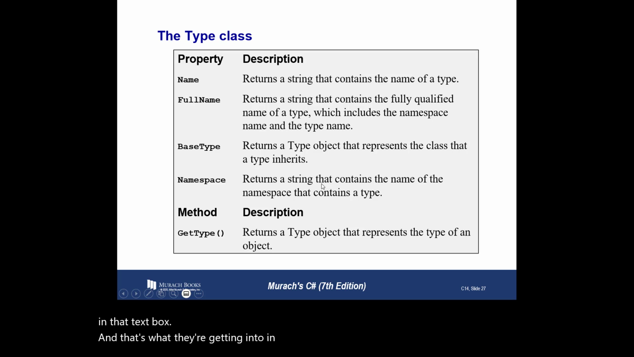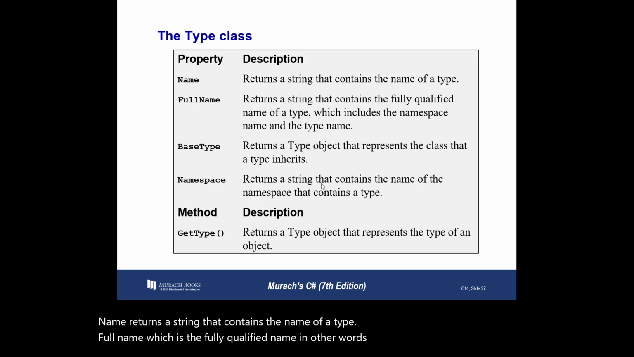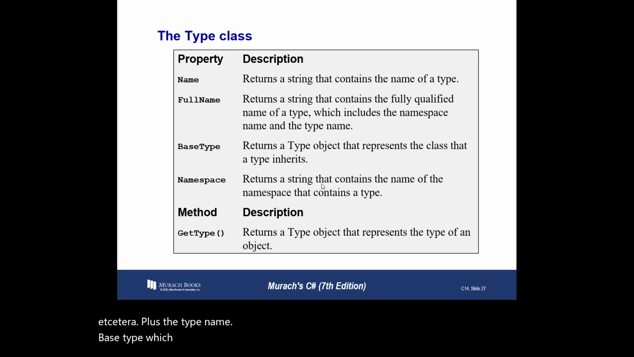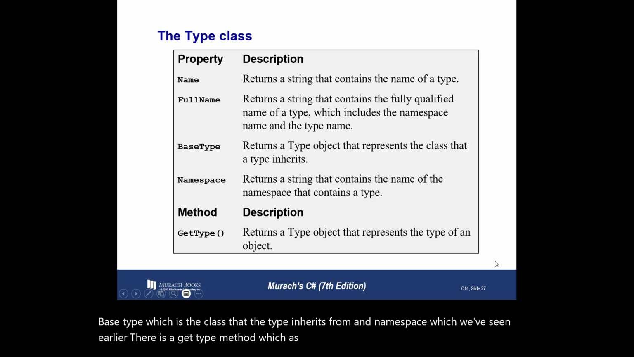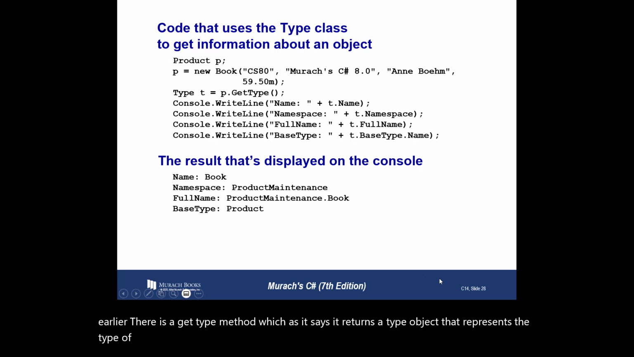So the type class, what's in there? Name, returns a string that contains the name of a type. Full name, which is the fully qualified name. In other words, the namespace or where it lives, etc. Plus the type name. Base type, which is the class that the type inherits from, and namespace, which we've seen earlier. There is a getType method, which, as it says, returns a type object that represents the type of an object. How do you use those? Here are some examples.